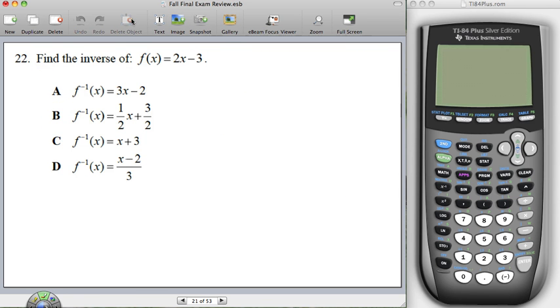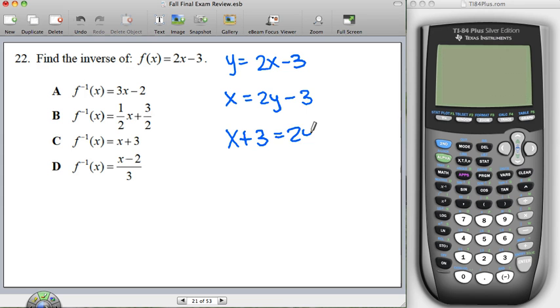22, to find the inverse, I'm going to write this as y equals 2x minus 3. I'm going to switch my x's and y's, so I get x equals 2y minus 3. Solve for y, so add 3 to both sides. Divide by 2. And I get y equals, if you notice, you don't have any of these for your answer, so they must separate it. So that's 1/2 x plus 3/2, which just so happens to be letter B.